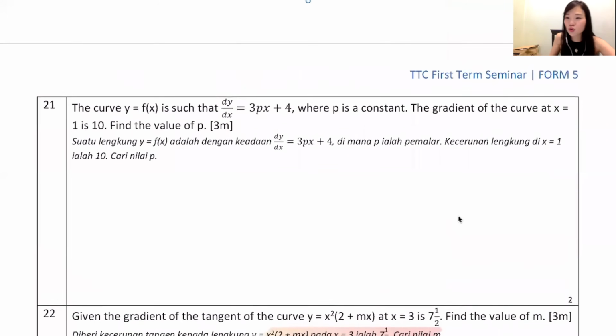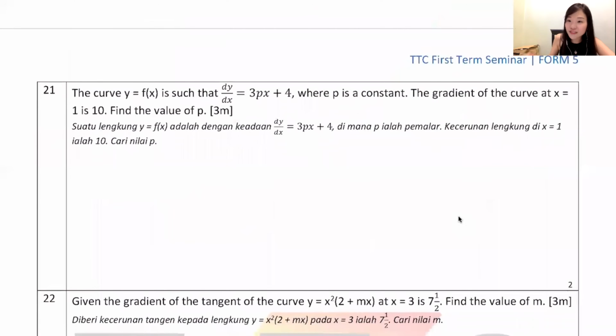So guys, let's go to question 21. They say the curve y equals f(x). There's one particular curve they didn't draw for me. It is such that dy dx equals 3px plus 4. Suddenly they didn't tell you the equation of the curve, they straight away tell me dy dx, so no need to differentiate. Next, p is a constant. Next, the gradient of the curve at x equals 1 is 10.